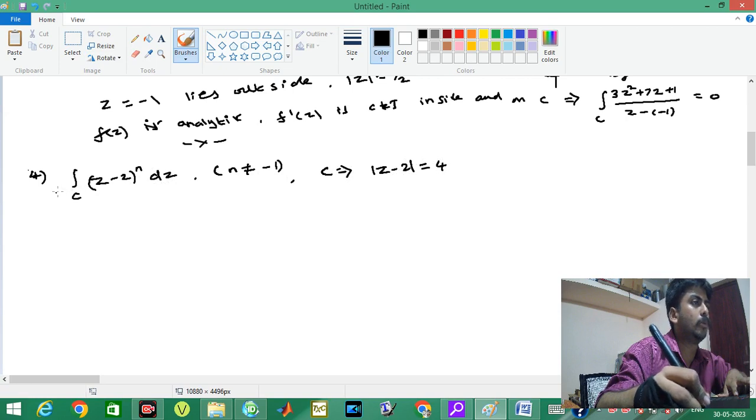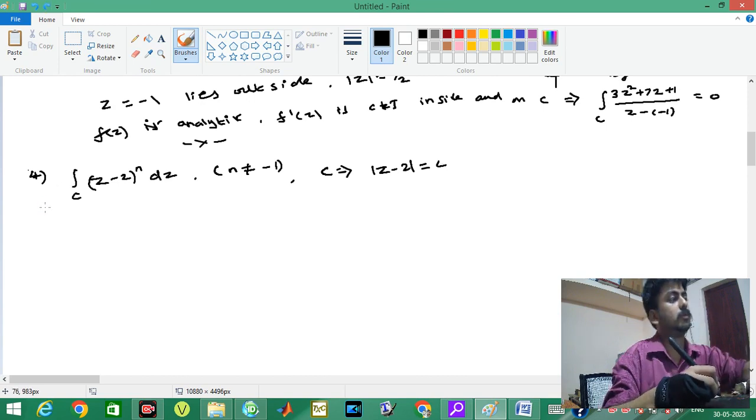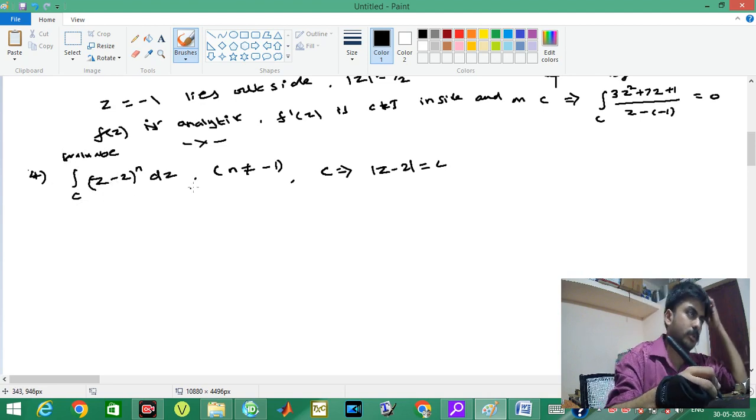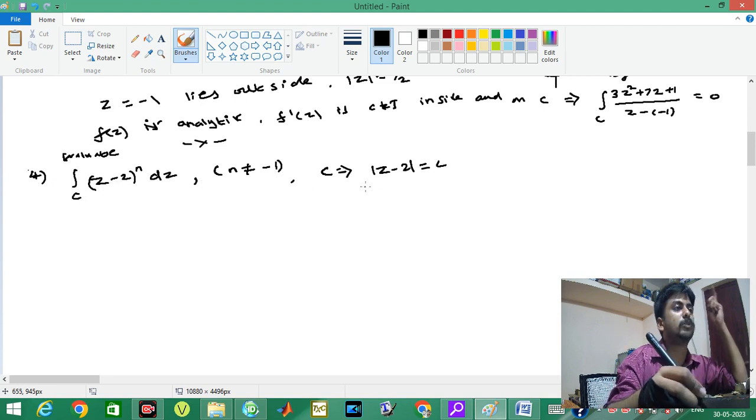So you have to write the question clearly. Evaluate the integral over C of this function with n not equal to minus 1, where C is the circle with modulus of z minus 2 equal to 4.